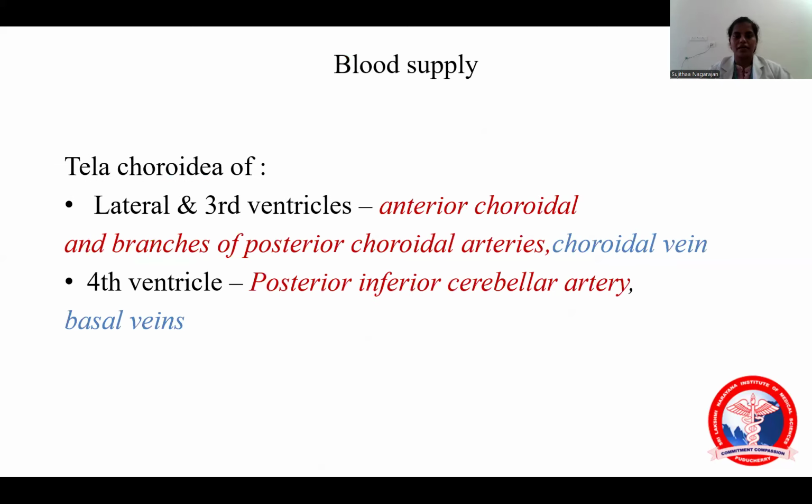Now, blood supply of the ventricles altogether. We saw about the lateral ventricle, third ventricle, and the fourth ventricle. The tela choroidea of the lateral and third ventricles are derived from the anterior choroidal and branches of posterior choroidal arteries and drained by the choroidal vein. Whereas the tela choroidea of the fourth ventricle is derived from the posterior inferior cerebellar artery and drained by the basal veins.